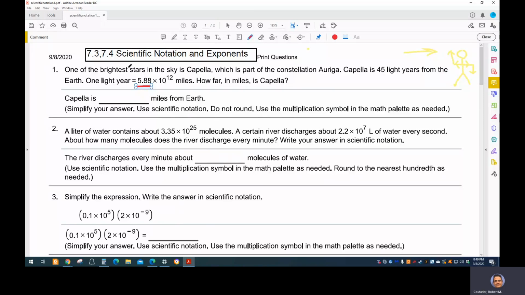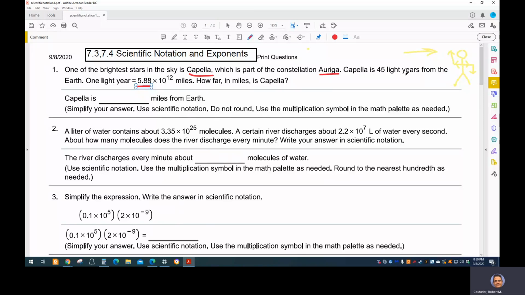It says one of the brightest stars in the sky is Capella, which is part of the constellation, however you pronounce this. They give us sometimes words in these word problems that maybe we don't know, or we can't pronounce. I'm not an astronomer, so I'm not good with stars and names and constellations. But I have this star. We'll call it Capella, which is part of the constellation Auriga, or whatever it is. Make up your own thing.